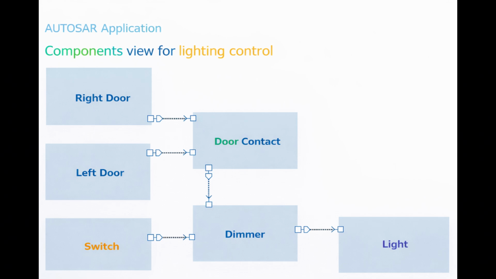And the dimmer is the high-level module that now takes all the input information coming from the sensors and derives from this a state that we want the light to be in. And this state is then forwarded to our actuator component. In this case, our actuator is our light.